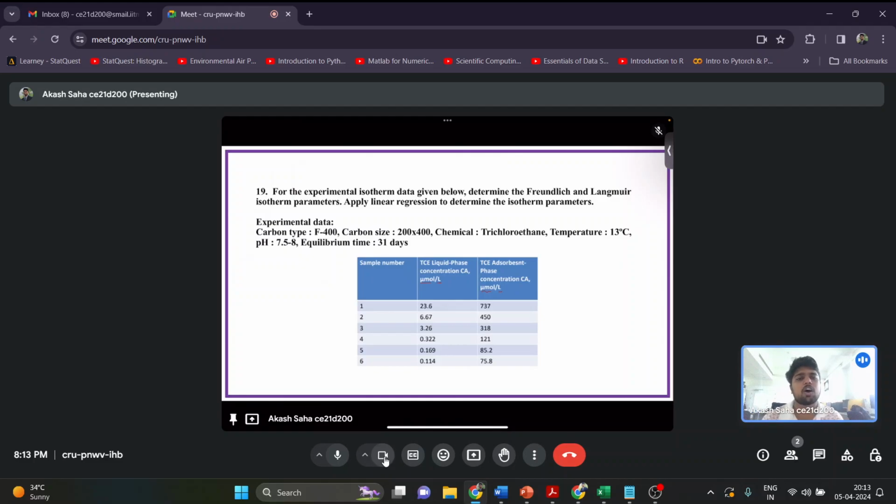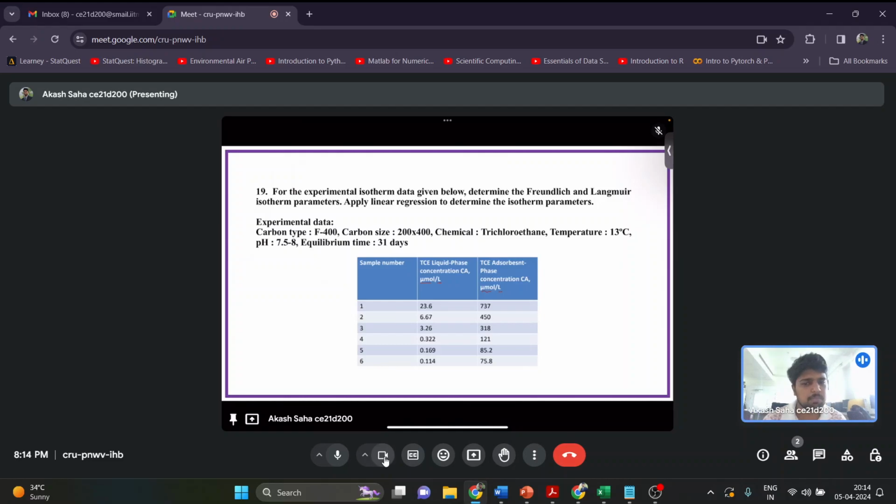So till now we had all the questions related to the Freundlich isotherm. So here we have both the Freundlich and the Langmuir isotherm parameters. So we will compare and we will apply linear regression to determine the isotherm parameters. Experimental data is given: what is the carbon type, what is the size, what is the chemical, what is the temperature, pH, and the equilibrium time.